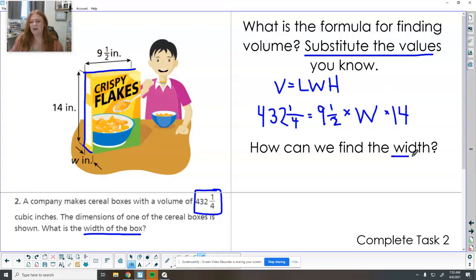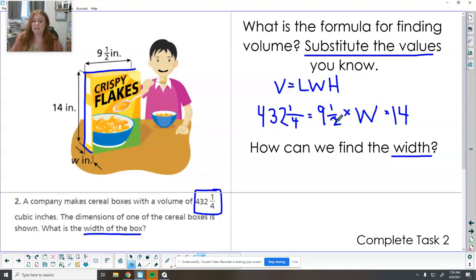So how can we find the width here? We need to get W all by itself. So what can we do to get W by itself? Well, we need to get 14 and 9.5 to the other side. So we're going to do the opposite. So I see some fractions here, and I know when I'm multiplying and dividing, we need to have improper fractions. So let's go ahead and do that now.